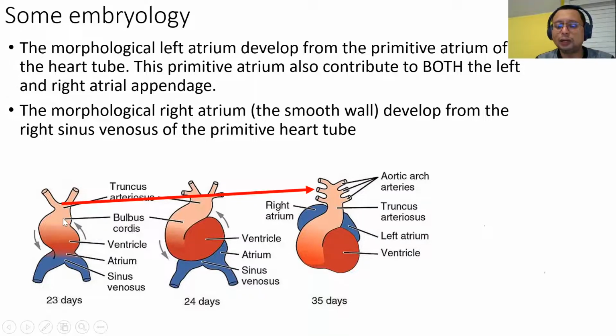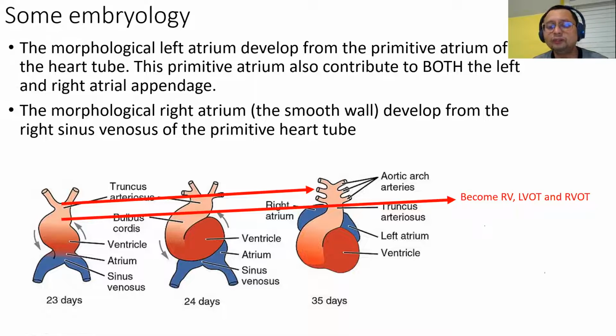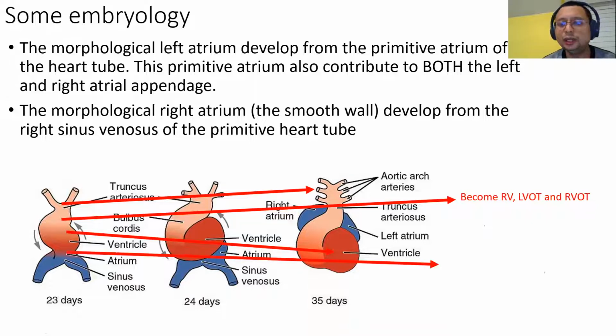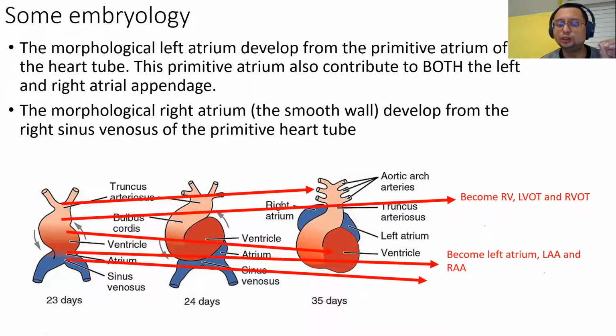What about the bulbus cordis? The bulbus cordis, which sits at the bottom of the truncus arteriosus, becomes the right ventricle, the left ventricular outflow tract, and the right ventricular outflow tract as it develops. The ventricle will develop into the left ventricle itself. The primitive atrium will develop into the left atrium, the left atrial appendage, and the right atrial appendage. And finally, the sinus venosus: the left part will become your coronary sinus, and the right side will form the smooth wall of the right atrium.